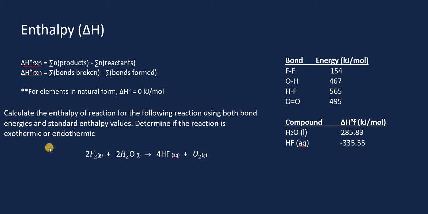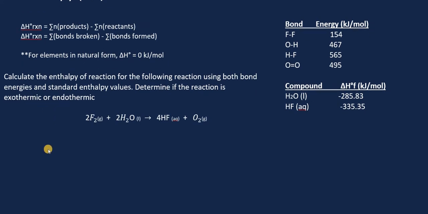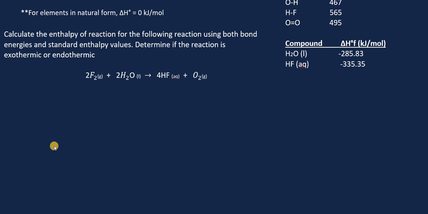So first we're going to start with using the bond energies to calculate enthalpy of a reaction. And I should note that we are doing two different methods here. They will give you two different answers, and that's okay. Doing it with the bond energies will give you a different value for delta H compared to doing it with the standard enthalpies of formation. So if you get two different answers, that's fine. You usually should.